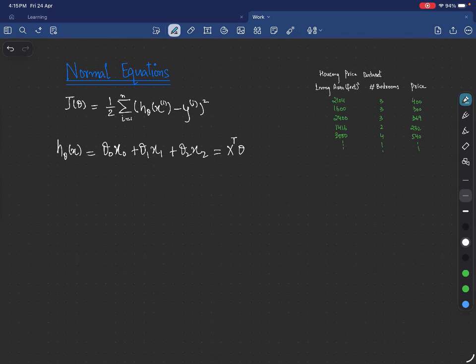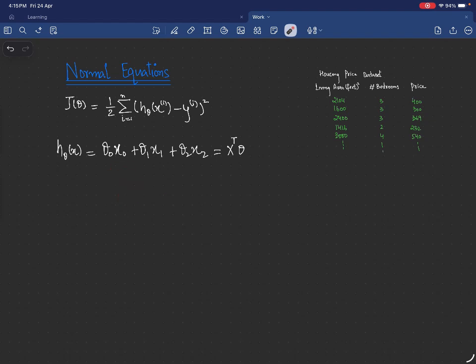In this video, we will see normal equations. Normal equations is a method to minimize the cost function J of theta. Earlier, we used the gradient descent algorithm to minimize this function J of theta, but that was an iterative algorithm. The normal equation gives us the optimal values of theta in just a single step.